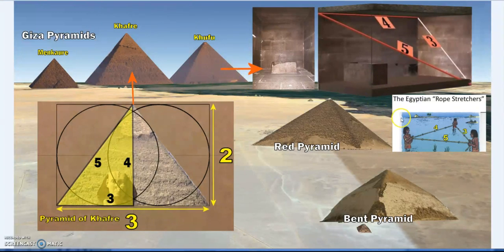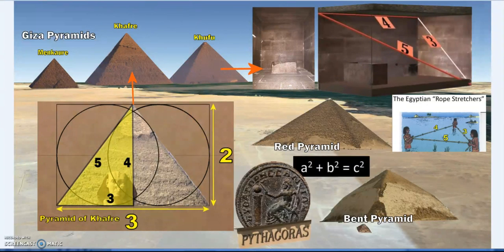So even if the rope stretchers were using this to measure land after a flood to adjust taxes, even if this is only of a later period, we do find it in the pyramids themselves, and not just in Khafre's pyramid or the Great Pyramid, also in a few of the others as well. So it's repeated often enough to be of interest.